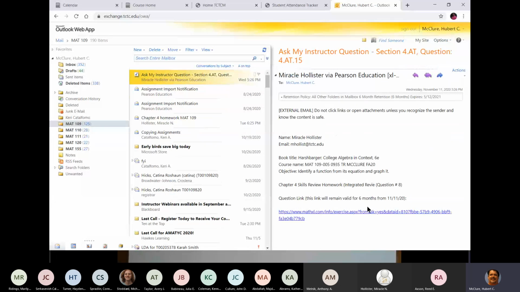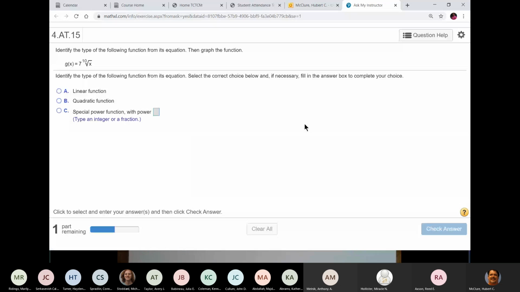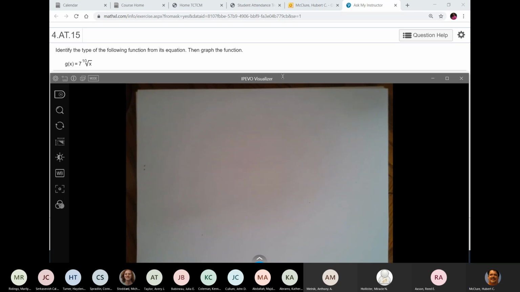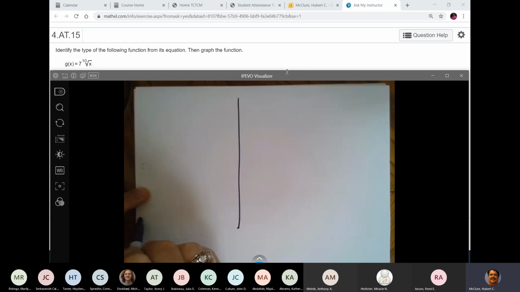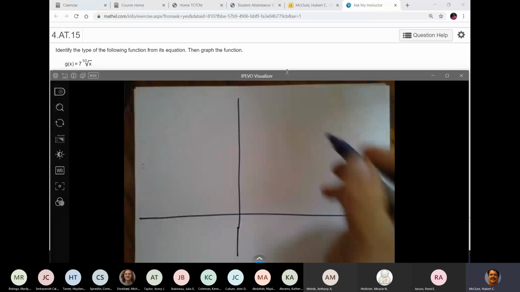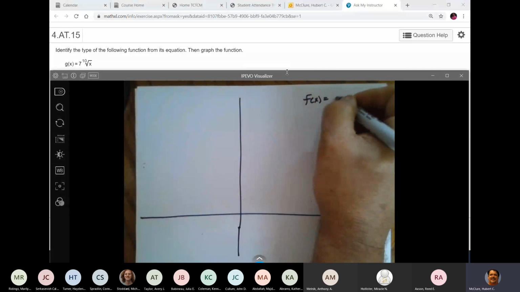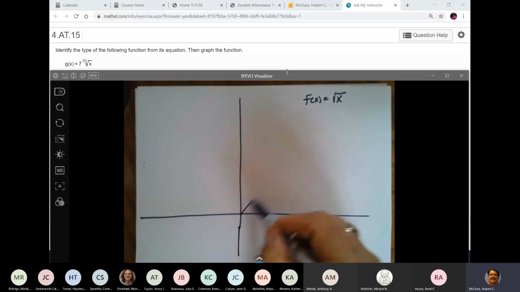415/8. Identify the type of function from its equation. Okay, it's a square root function. It's going to be stretched. I mean, it's going to be compressed. So let's look at it. We know that the parent graph for square root f of x is equal to the square root of x. Looks like this.